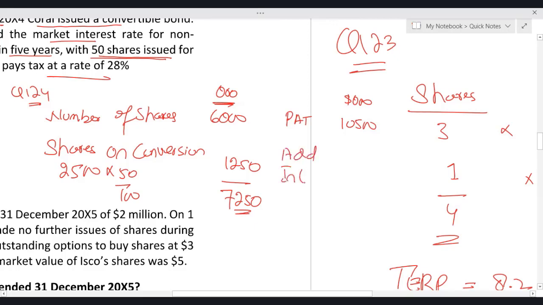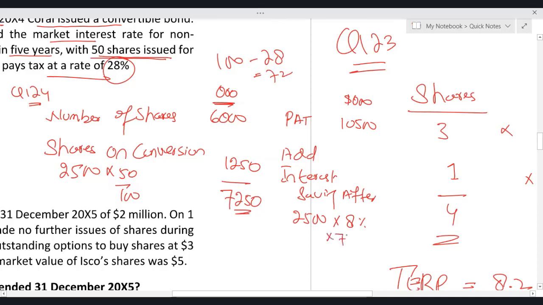Add interest saving after tax. 2,500, the interest rate is 8%. Now, please try to understand. The tax rate is 28, so to make it after tax, 100 minus 28, that is 72. So just multiply this with 72%.